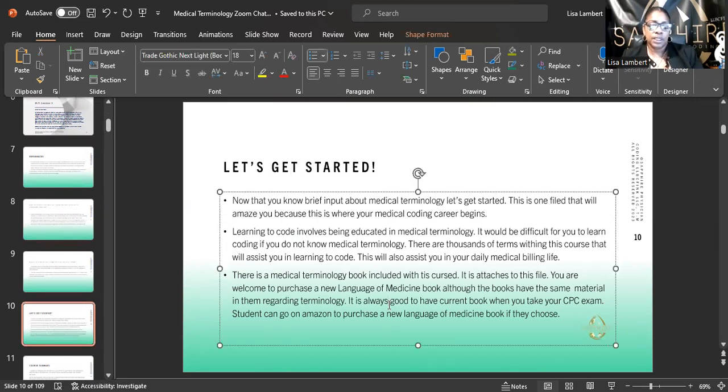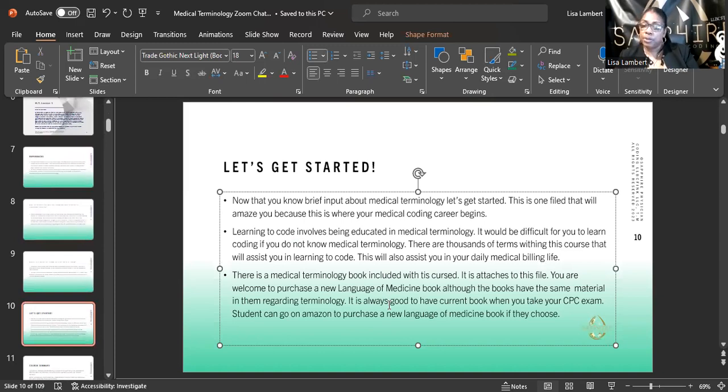Let's get started. So one thing that I want you guys to know, medical terminology. Across the board, everybody needs to know medical terminology, whether it's billing or coding, because it's a part of the revenue cycle. Revenue cycle is everyone, from the registration clerk all the way back to the coders. Okay. Everybody works as a team, but everybody knows medical terminology.